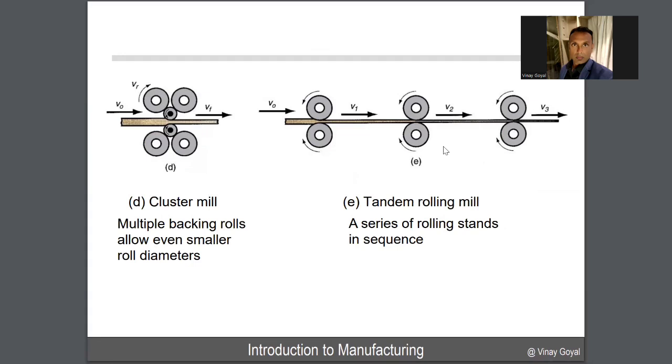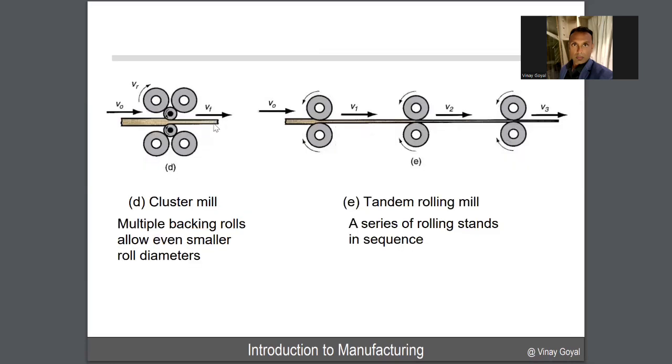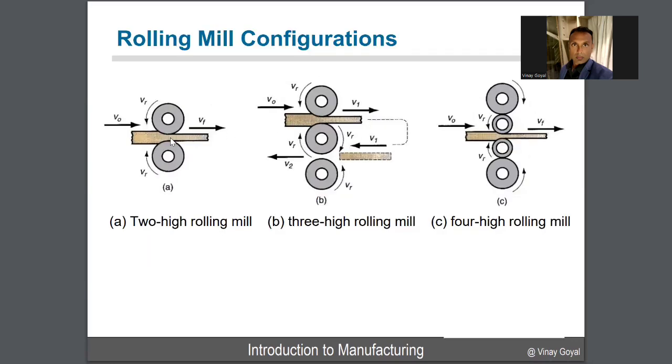In the cluster mill, we have multiple backing rolls, and these rolls allow even smaller roll diameters to be used. And then here on the right, you can see tandem rolling mills, which are a series of rolling stands that can be used to thin the part as it goes from roller to roller. This is very nice because for all these conditions I'm able to achieve a smaller thickness, and even smaller by going through a sequence of rolling over and over.